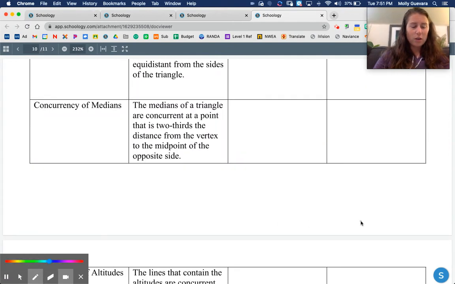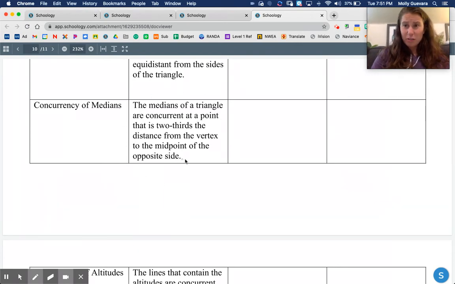All right, so here we have our concurrency of medians. The definition seems a little confusing. It says the medians of a triangle are concurrent at a point, right? So they all meet at one point. That is 2/3 the distance from the vertex to the midpoint of the opposite side. You're like, what the heck is it talking about, right?